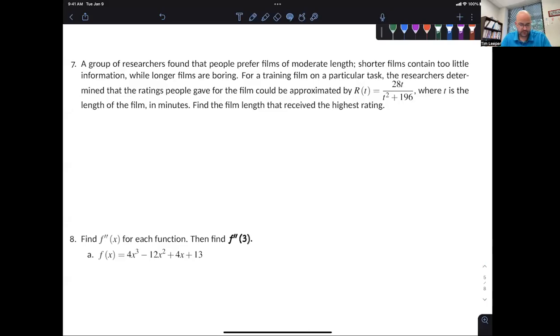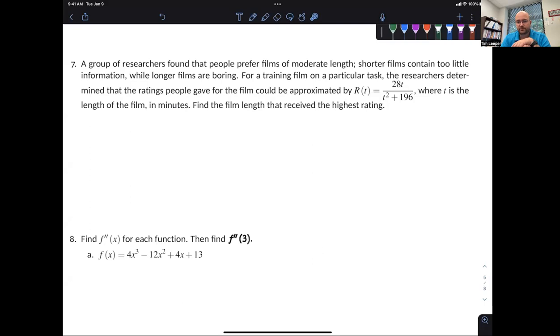Hello. In this video, we want to look at example 7 for review for exam 3. A group of researchers found that people prefer films of moderate length. Shorter films contain too little information, while longer films are boring.